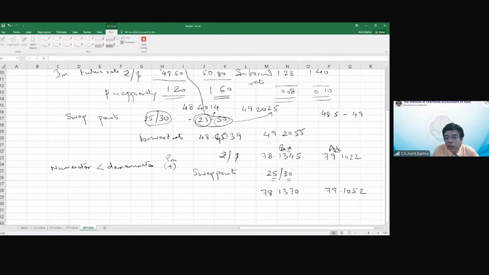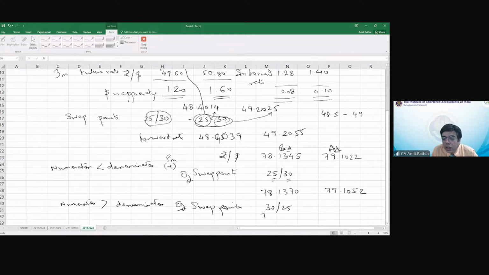Now, what happens if these swap points had been the other way around? Say, for example, in the same example, if the swap points had been written as 30 upon 25. This is a separate example, right? And this is another example. So then in that case, how do you interpret it? Remember, here it is the other way around, right? Numerator is higher than denominator. That means this is a case of discount, right? So you need to subtract this.